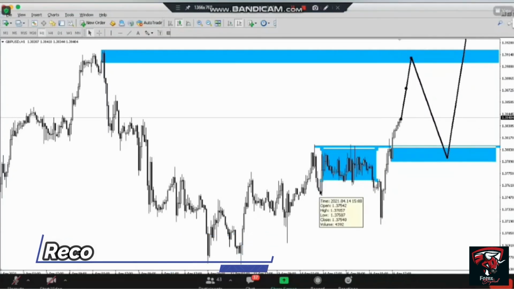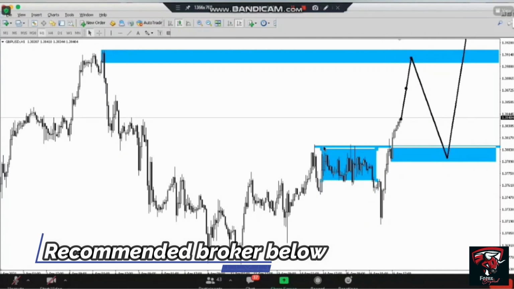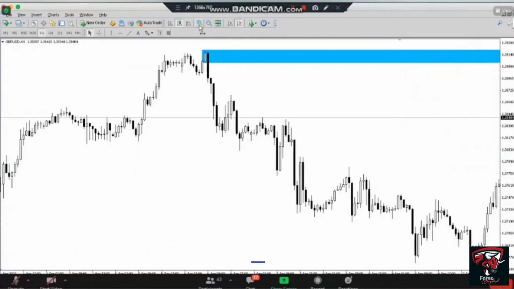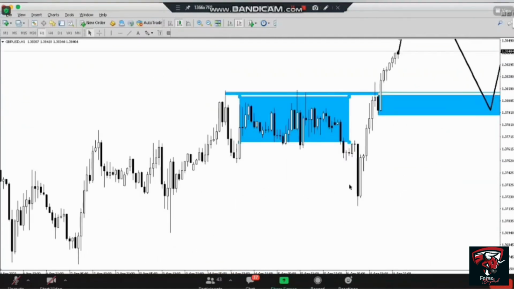So this was a demand. This supply, I think, removed this demand. And you find that there's a block somewhere here. That's why this one got removed. And this one is very close to this one, and you can see this one is very strong.